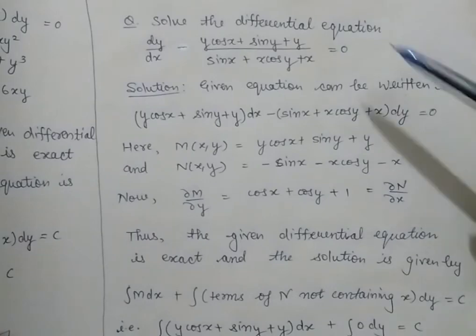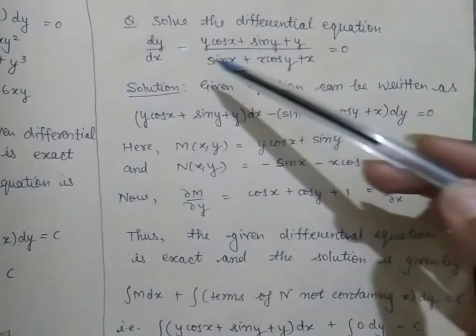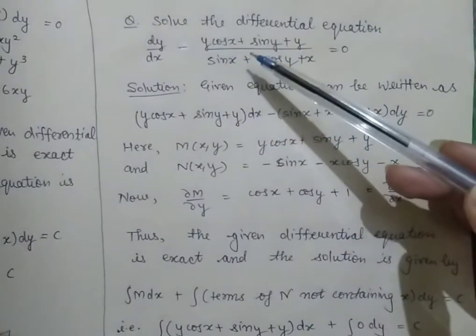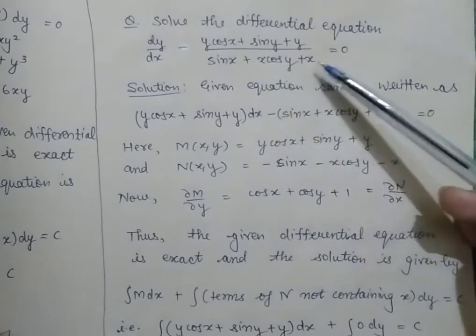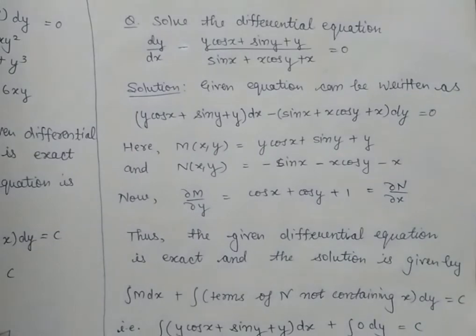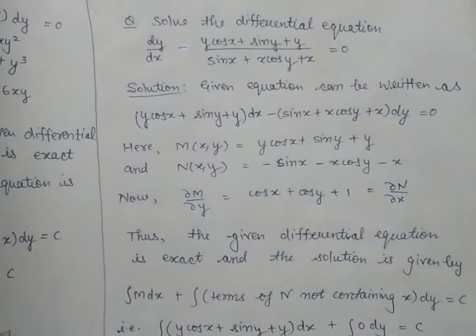Solve the differential equation (dy/dx) minus (y cos x plus sin y plus y) divided by (sin x plus x cos y plus x) equal to 0. We want to solve this differential equation with the exact differential equation method. We will first see whether the equation is exact or not. But first observe that the equation is not of the form M dx plus N dy equal to 0. So we will make that form of the equation.